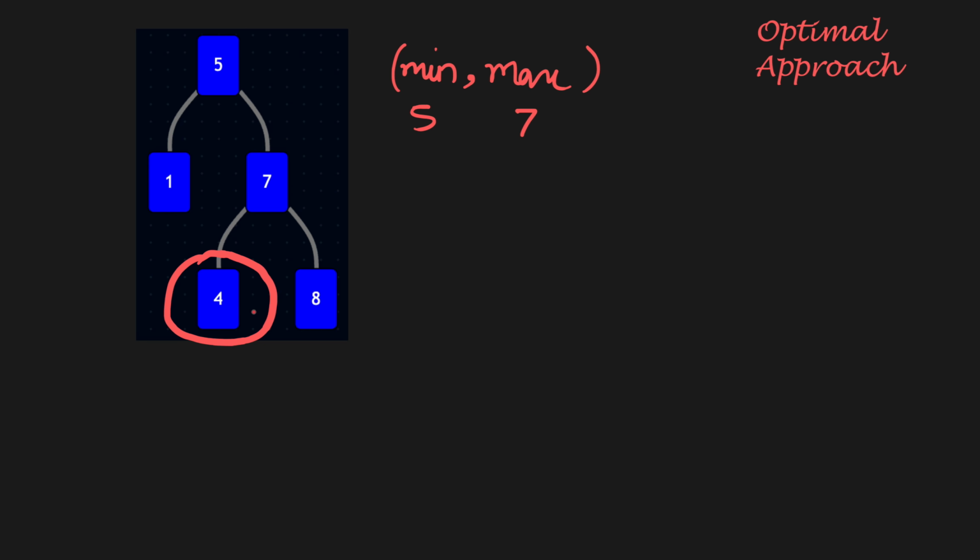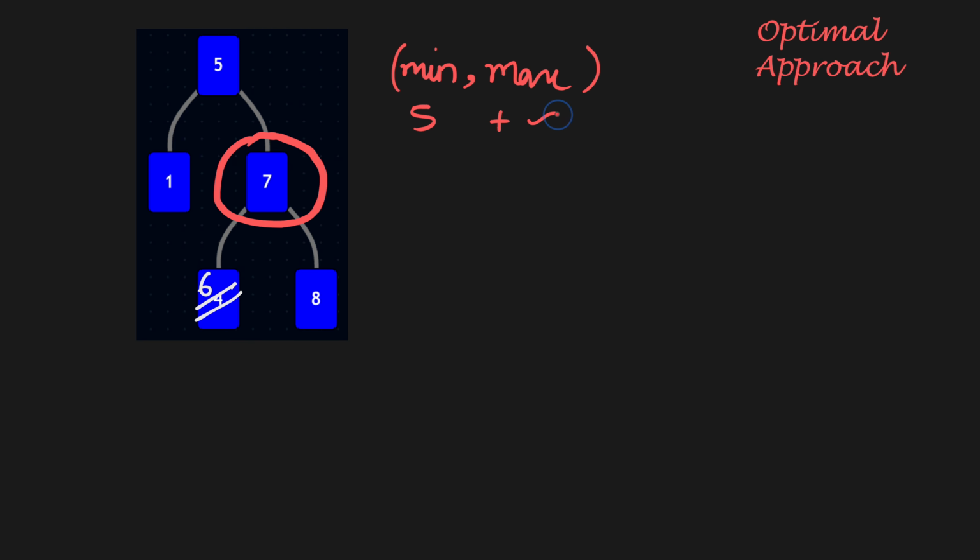Now let's look at the positive case. Suppose instead of 4, here we had node 6. Then we can see that 6 lies between the range 5 and 7. And hence it is a valid node. So we recurse back and go to the right child of 7, which is node 8.